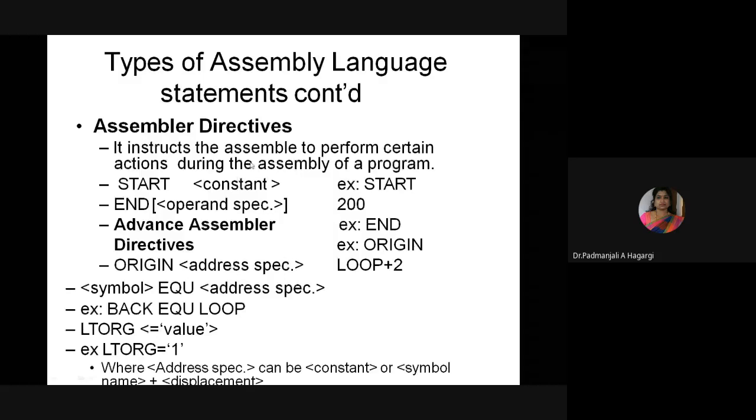Furthermore, the assembler directives are START and END, and even ORIGIN and EQU. For equal to, what is the format? The syntax of the EQU assembler directive involves EQU and an address specification. Here LOOP is the address specification, and BACK is the label. And here we are using the literal origin. If you want any literal origin values to be given, you can also give those values. Now START, for example, start at 200 location. END is also an advanced assembler directive, and ORIGIN is also an advanced assembler directive.